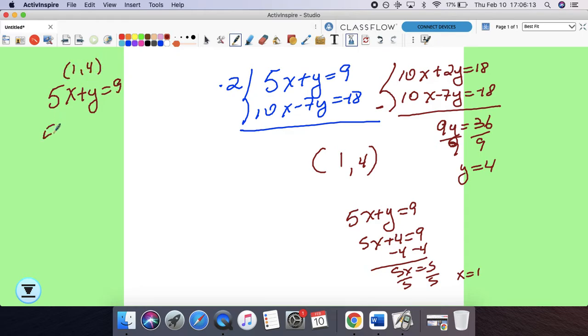Make sure it works. So we get 5 times 1 plus 4 equals 9. And we get that 5 plus 4 equals 9. 9 equals 9. Equation 2, we're going to substitute 1 and 4 again.